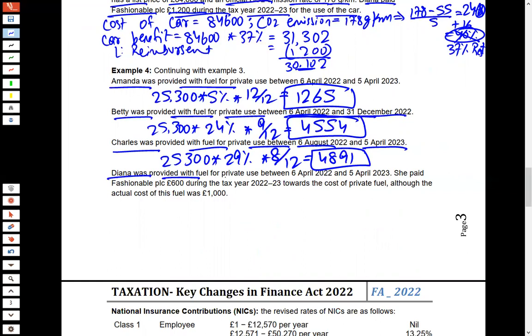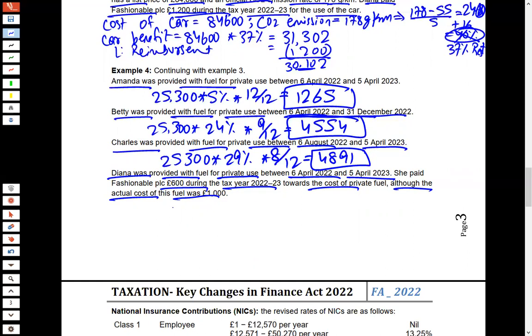Last, Diana. Diana was provided with fuel for private use between 6th April 22 and 5th April 23. She paid Fashionable PLC 600 during the tax year 22-23 towards the cost of private fuel, although the actual cost of this fuel was 1,000.